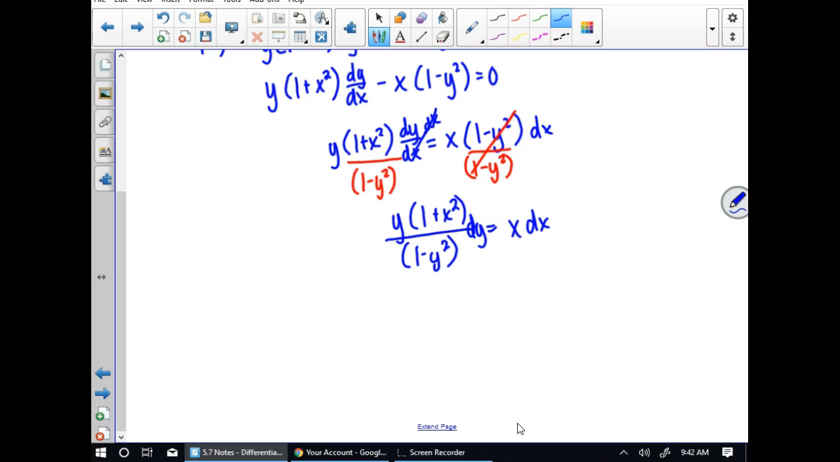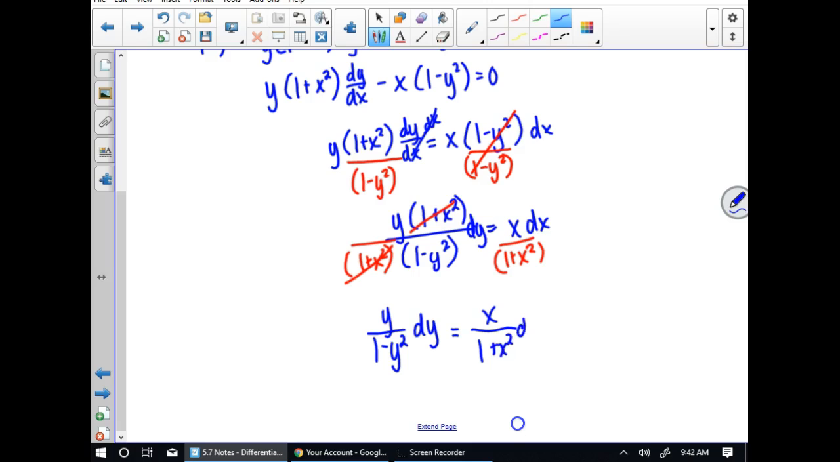Then what have you got to do? You got to divide by that 1 plus x squared. So we end up with y over (1 minus y squared) dy equals x over (1 plus x squared) dx. It's 19. And that's just separating it.